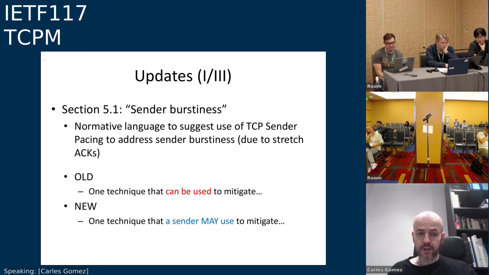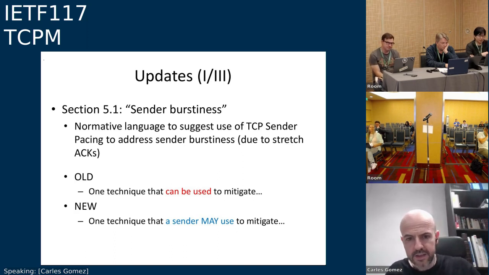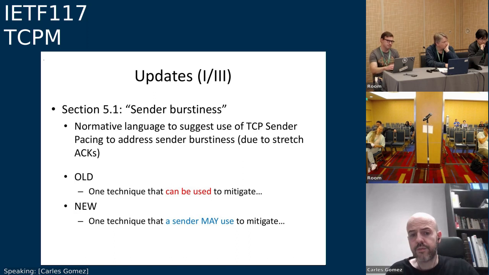So basically, the old phrasing is the one that you can see on the slide, where the sentence was, one technique that can be used to mitigate the problem is TCP sender pacing. Now we are using normative language in the form of one technique that a sender MAY use to mitigate, and so on. So perhaps here, one question could be whether MAY is sufficient. Perhaps we could increase this to a normative SHOULD. And feedback on this will be very much welcome.